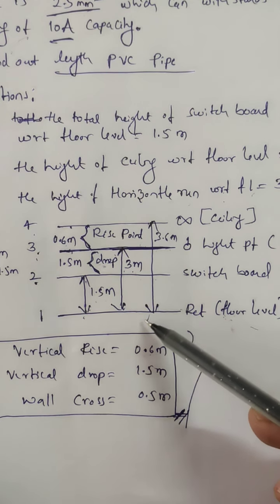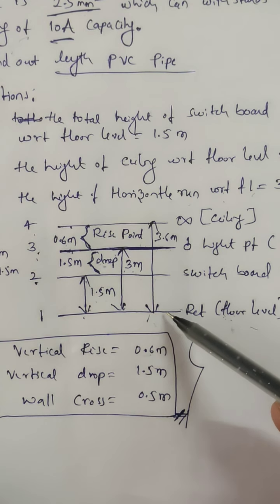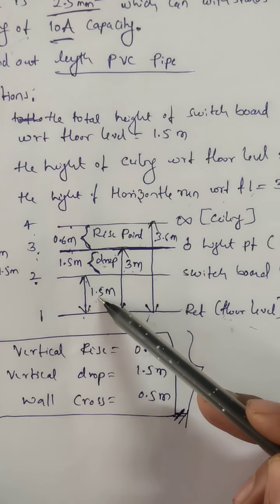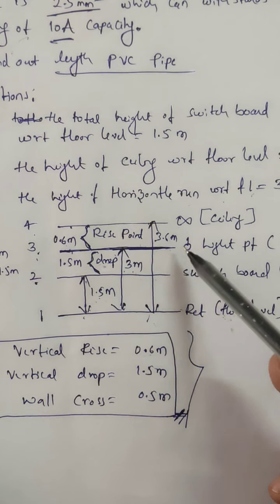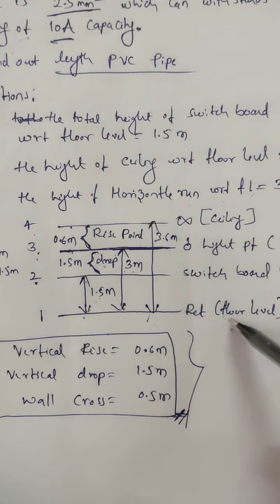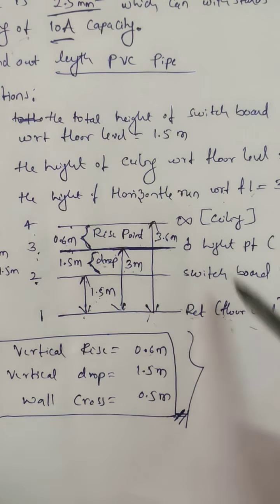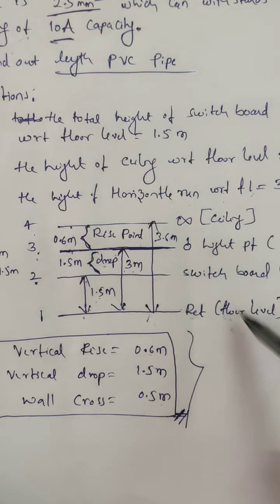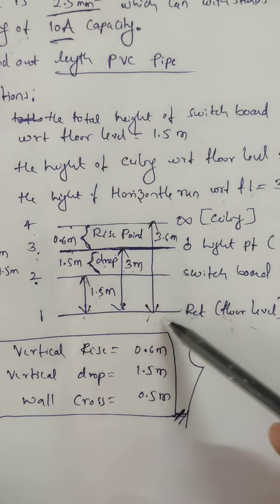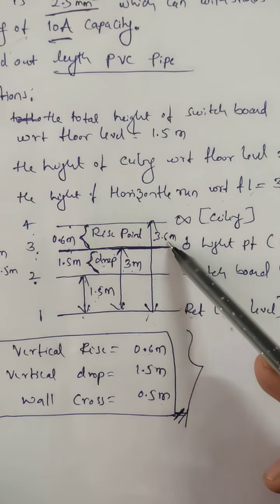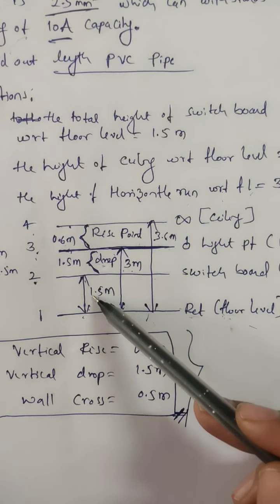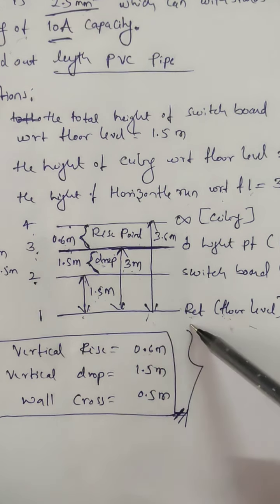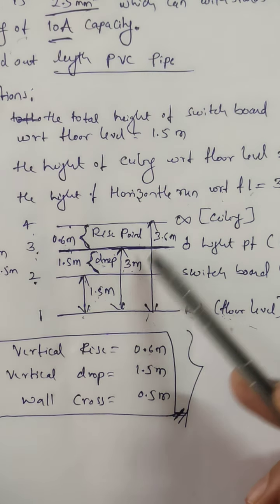So reference floor level, first you can see the switchboard, above that lighting points, above that ceiling points. First we need to assume the height of the switchboard with respect to the floor level. I have taken 1.5 meter. You can assume this data. What is the height of the lighting point with respect to floor level? So with respect to floor level, switchboard height is 1.5 meter, lighting point height is 3 meter, and the ceiling height is 3.6 meter. So we have assumed the heights as 1.5, 3 and 3.6.